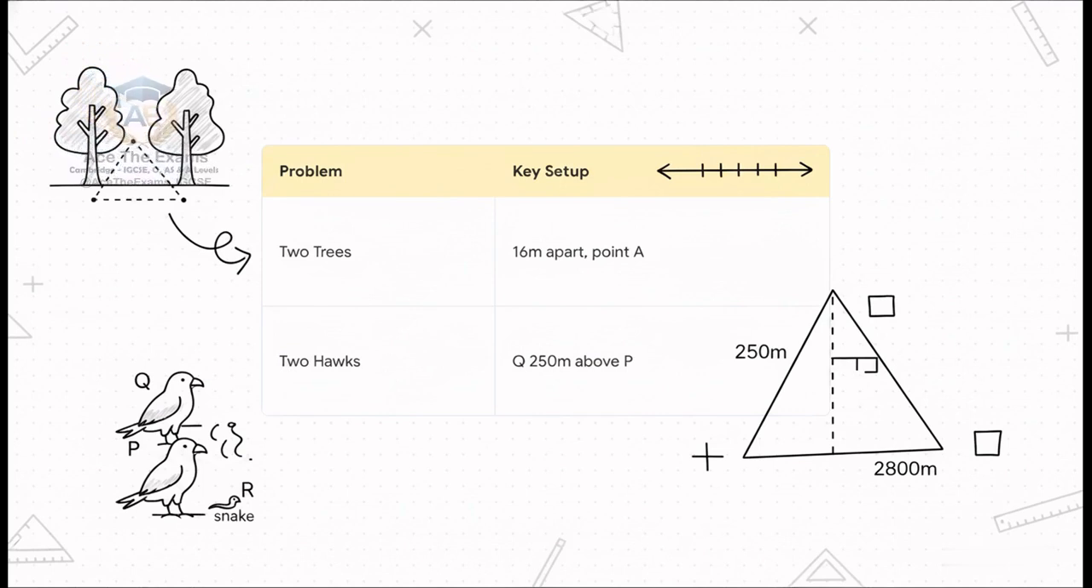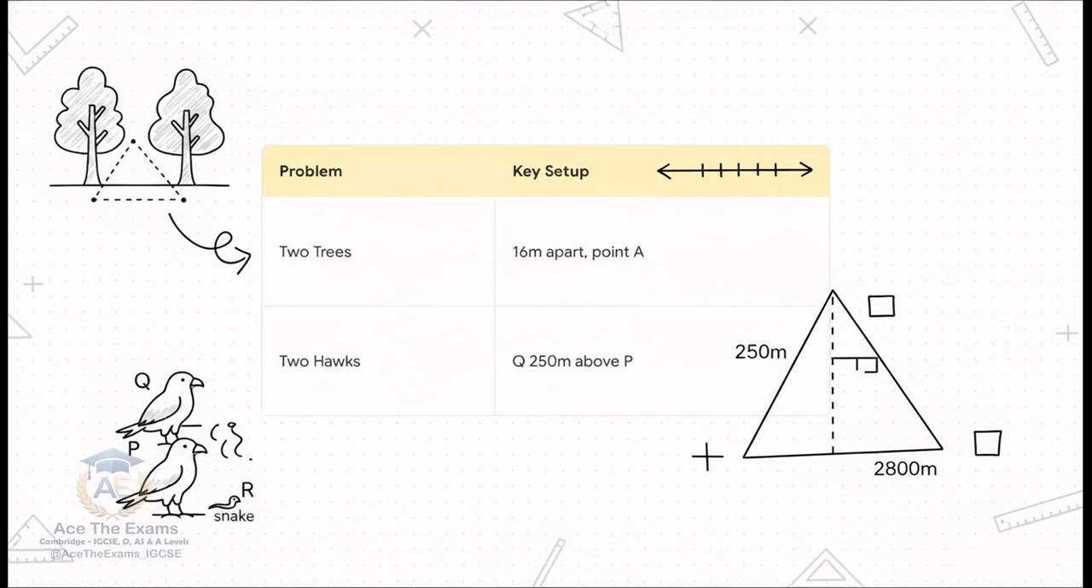Here's challenge 2. Find the flaw. Listen to this flawed paragraph from our friend Sam. To solve the Hawk's problem, I draw one triangle with 250-meter height and 2.8-kilometer base, then find the hypotenuse. What's the flaw? Sam missed the unit conversion, and Sam completely missed that there are two triangles stacked on each other. The strategy for both columns is the exact same.